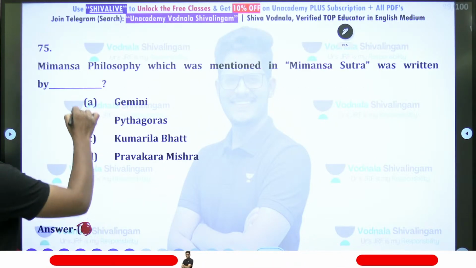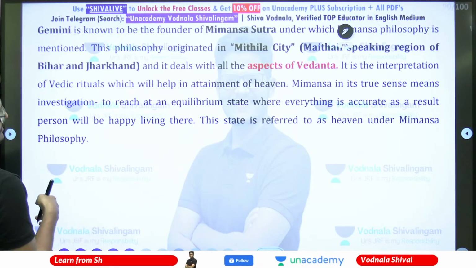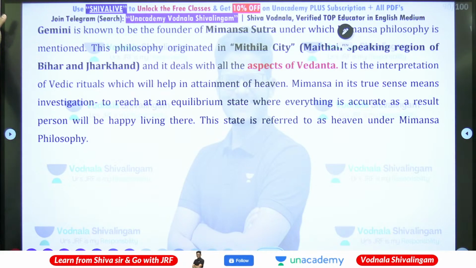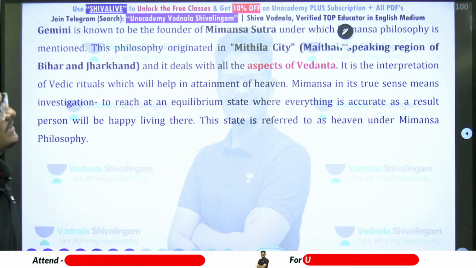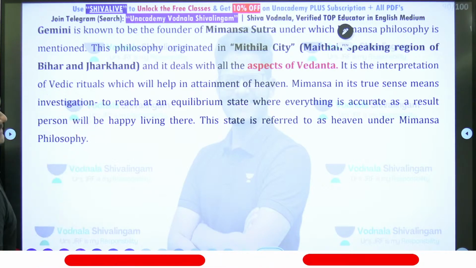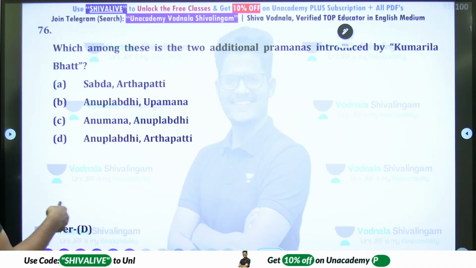Option A is the given answer, that is Jaimini. Jaimini is known to be the founder of the Mimamsa Sutra, in which the philosophy is mentioned. The philosophy originated from Mithila city, which is the Maithili speaking region of Bihar and Jharkhand. It deals with aspects of Vedanta.